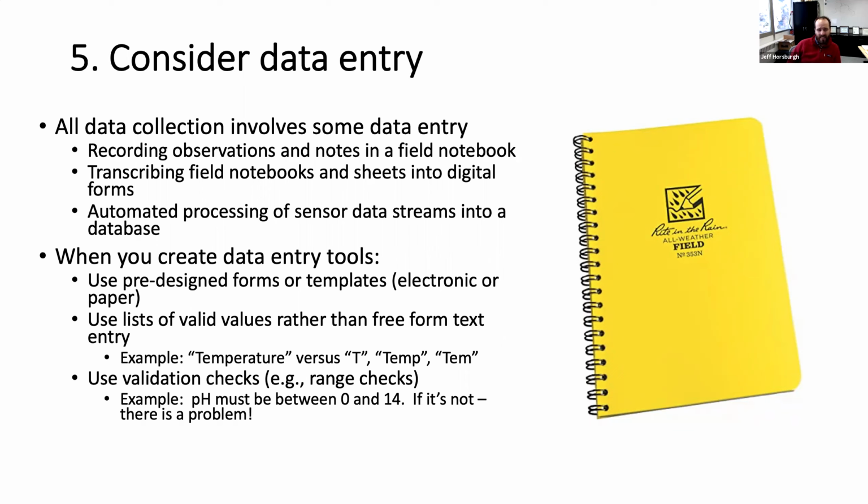It's also a good idea, if you can, when you're entering data, to use validation checks. And a good example of this is something like a range check. If you are measuring pH, it has to be between 0 and 14. And if it's not, there's a significant problem with your data, right? So using a validation check helps you catch those kinds of data entry errors early in the process.